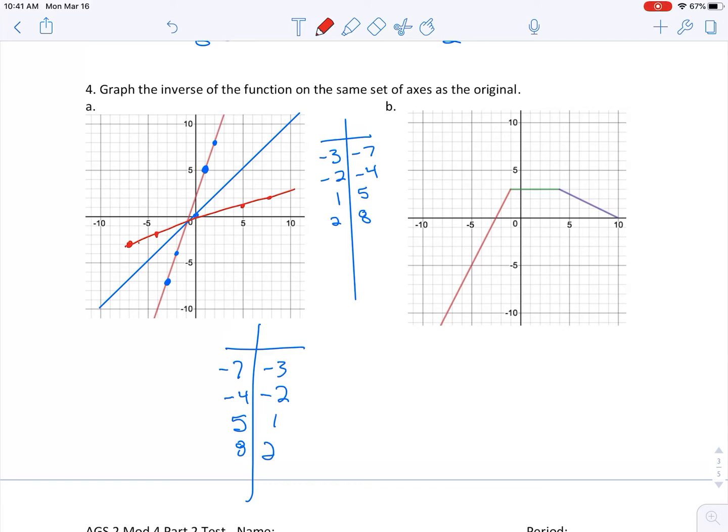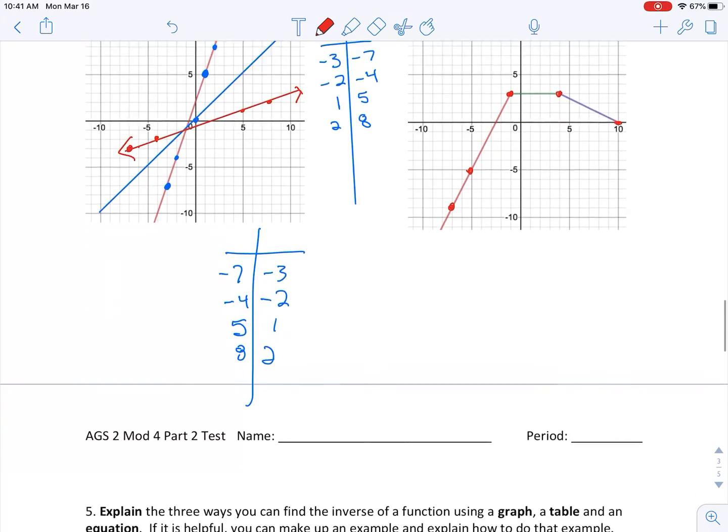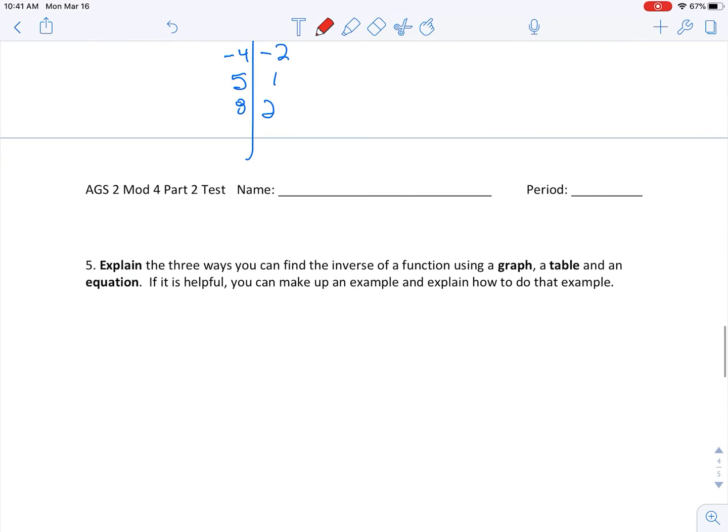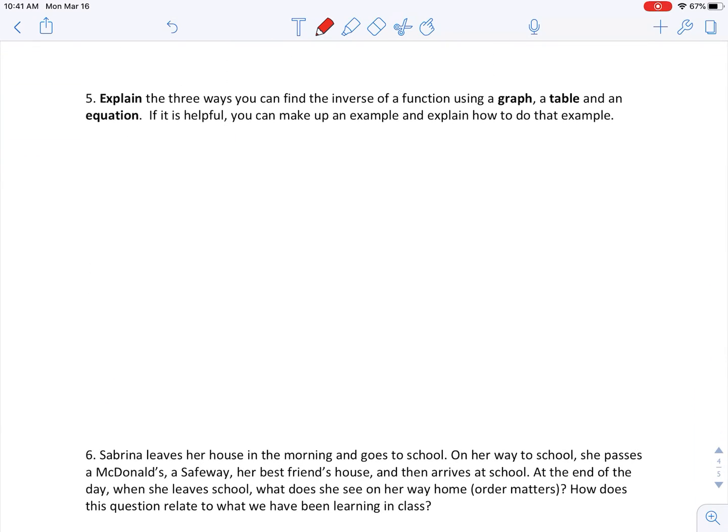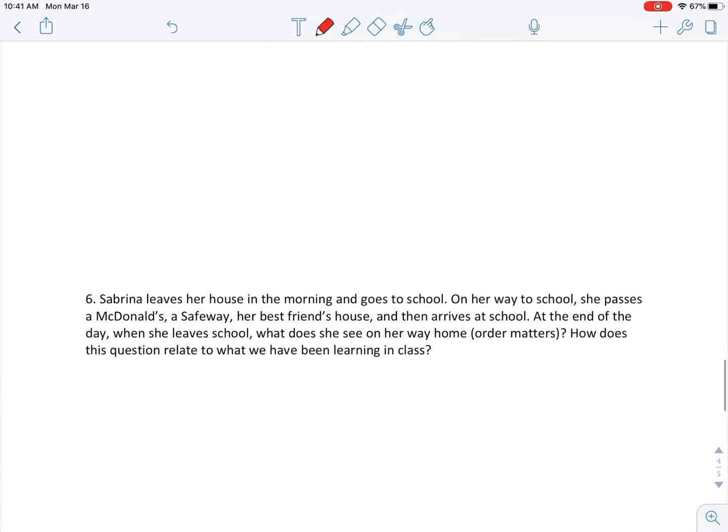And sure enough, there it is. And it reflects over that blue line. And you'll do the same technique with B. I'm not going to take the time to do it because I don't want this video to go too long, but you would choose points like this, write them in a table, switch them, and graph. Explain 3 ways you can find the inverse of a function using a graph, a table, and an equation. We talked about all that during the video.